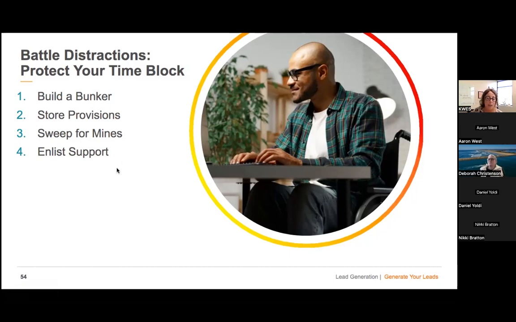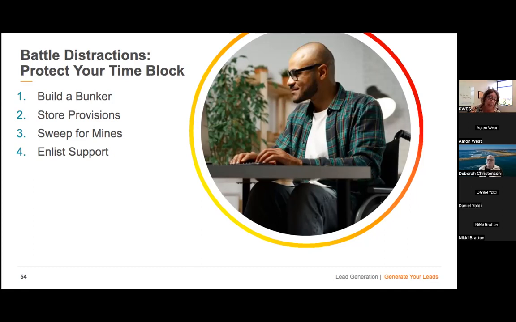Building a bunker. So find somewhere that takes you out of the path of disruption and interruption. Okay, whether you have a home office, whether you're going into the office to use the space, wherever it might be, but make sure that you've created that little bunker for yourself that you're not going to be interrupted. The other thing, storing provisions. That means you have your supplies, your materials, snacks, beverages on hand, whatever you need. So you're really not leaving. It's a very focused time. Okay.